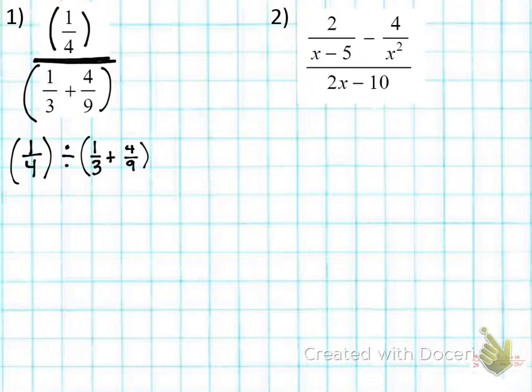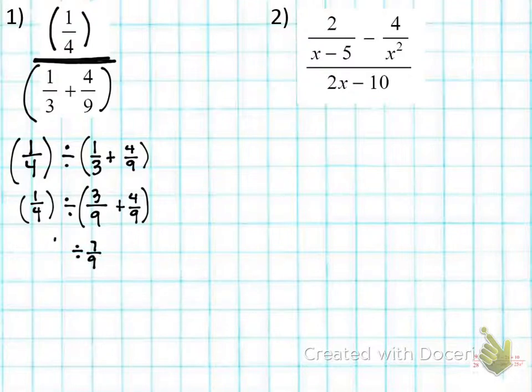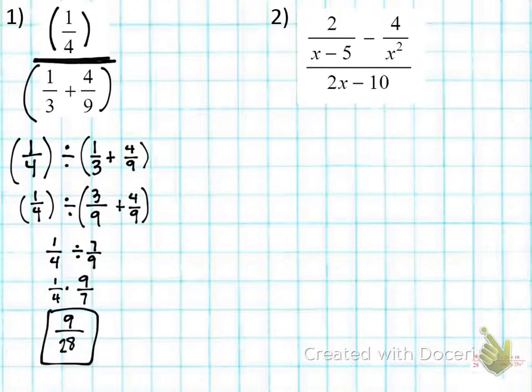So we're going to do PEMDAS. Parentheses: there's nothing I can do in this first parenthesis, but in this one I can simplify. We've got 1/3 plus 4/9. We find a common denominator of 9, and we know it's going to be 3/9 plus 4/9. Bring the rest of the problem down, and we get 1/4 divided by 7/9, because we add. Now all of a sudden this is simple. How do we divide fractions? We multiply by the reciprocal. So we're going to do 1/4 times 9/7. Can't simplify anymore. 1 times 9 is 9, 4 times 7 is 28, and we're done with number 1.